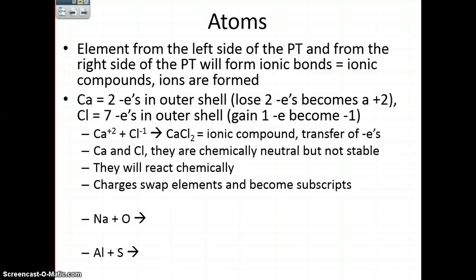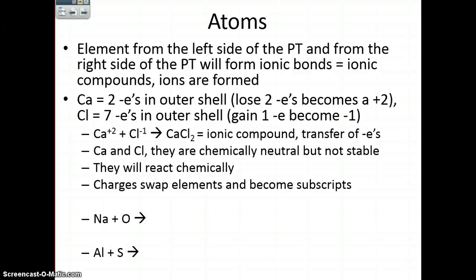Elements from the left side of the periodic table and from the right side of the periodic table will form ionic bonds. So if you're hanging out on the left and right side, they come together and will form ionic bonds, which then form what's known as ionic compounds. If you take calcium, it has 2 electrons in its outer shell. It's going to lose 2 and become a +2. Chlorine has 7 in its outer shell. It's going to gain 1 electron. It's gaining the negative to become -1.